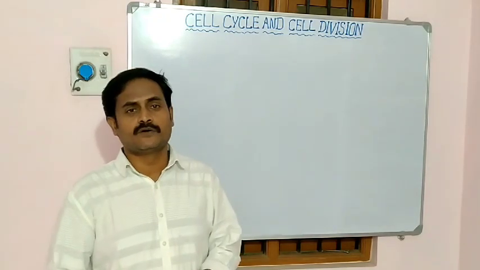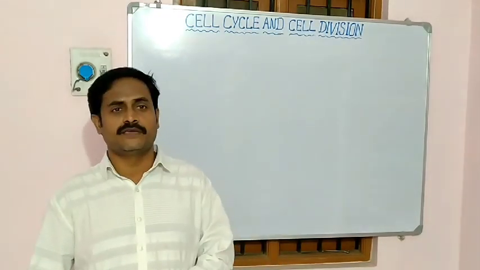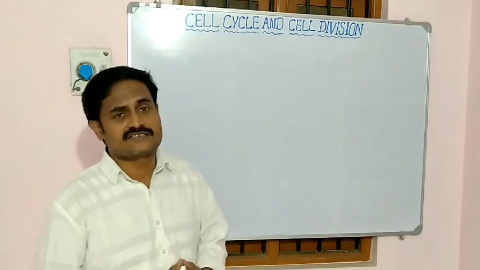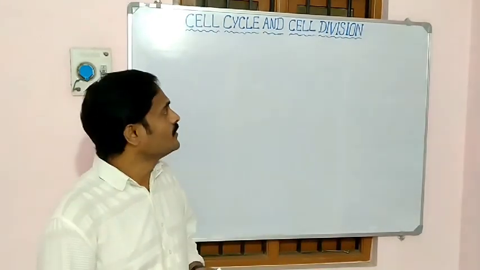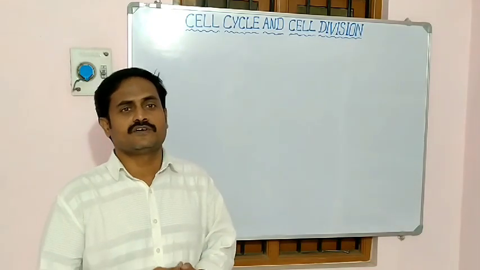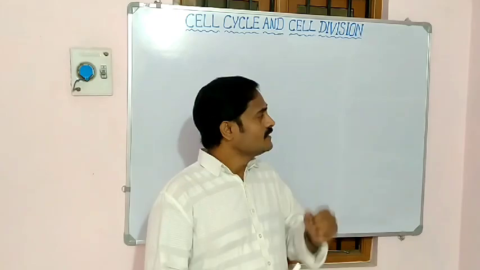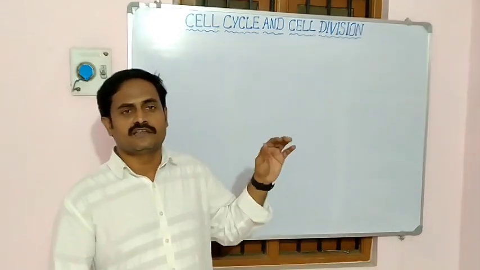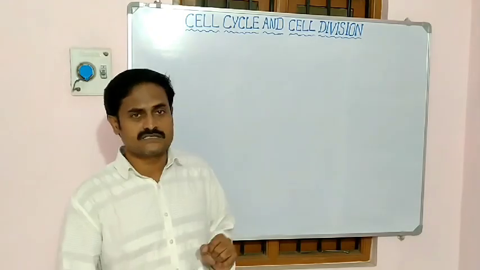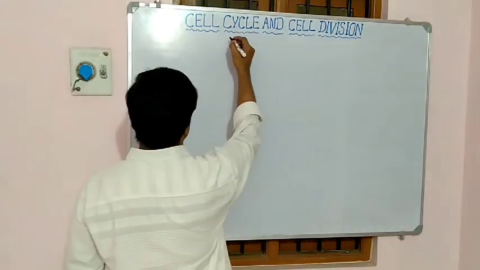Okay, today I am going to discuss the next part of meiosis. Already I discussed meiosis 1 in the previous video. Meiosis 1 forms two haploid daughter cells. So these two haploid daughter cells are involved in meiosis 2. Now coming to meiosis 2.